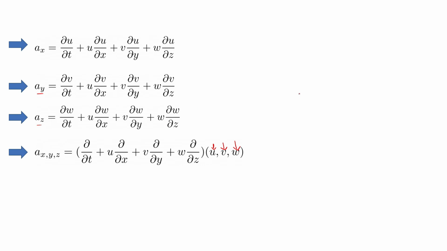And also, this dou by dou t component is called the local acceleration. And this component is called the convective acceleration.